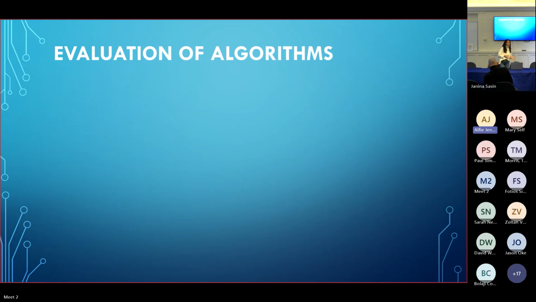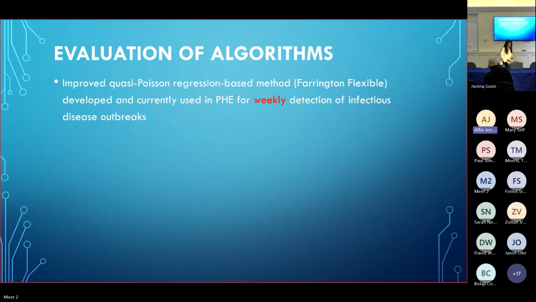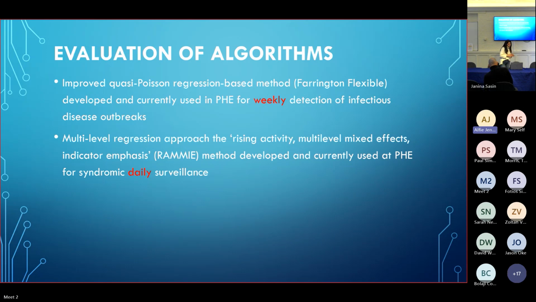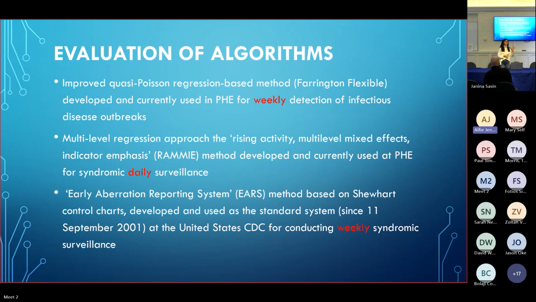So recently we decided to evaluate the algorithm that is used for infectious disease surveillance and the other one, RAMMIE, that's used for syndromic surveillance. And like I said, it's called RAMMIE, the Rising Activity Multilevel Mixed Effects Indicator Emphasis. We also decided to compare them to a third algorithm that is used in the US. It's called the EARS method, the Early Aberration Reporting System. The EARS method is based on Shewhart control charts, and it also runs on a weekly basis. So in the next slides, I'm going to tell you about this evaluation of those three algorithms and how that was done.